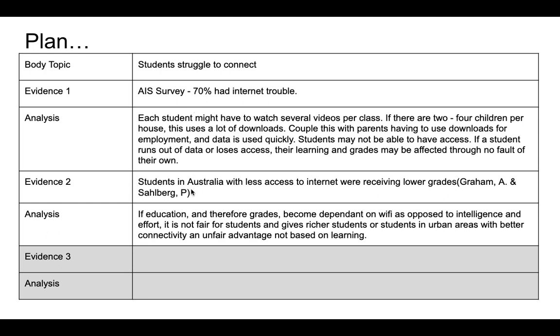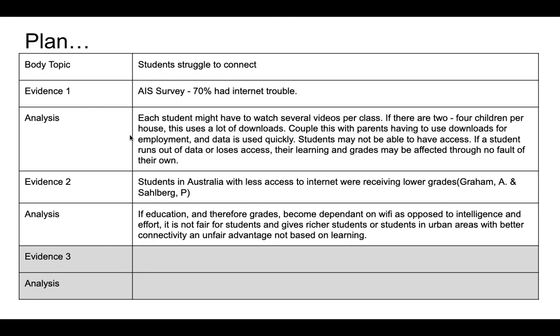And then I use a secondary resource from Graham A and Solberg P to back that up. So students in Australia with less access to internet were receiving lower grades. So this supports what my research found. If education and therefore grades became dependent on Wi-Fi as opposed to intelligence and effort, it is not fair for students. It gives richer students or students in urban areas with better connectivity an unfair advantage not based on learning.